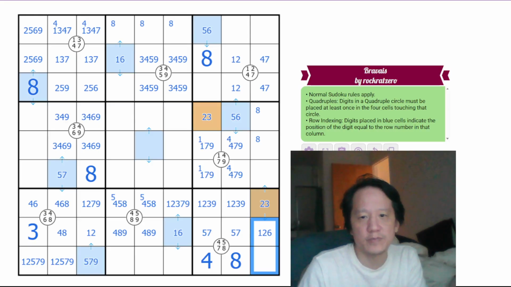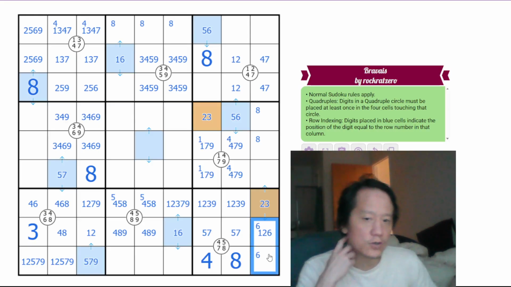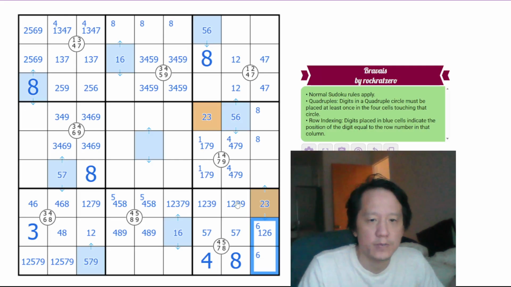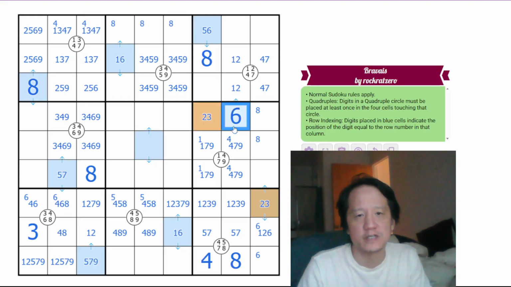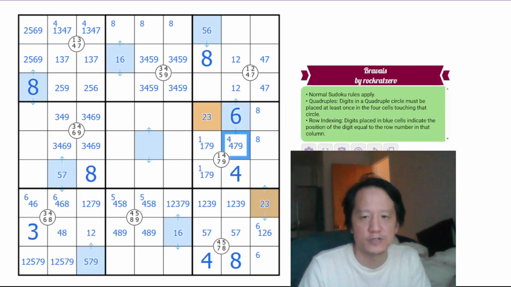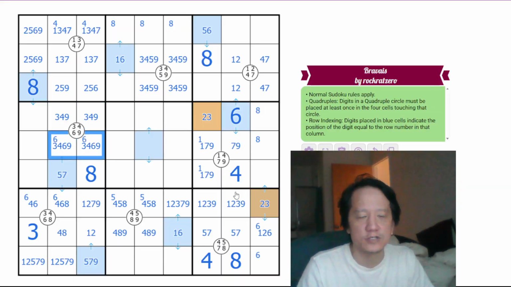So 6 must be one of these two digits here. Guaranteed. Because 6 cannot be here because one of these is a 6. And 6 can't be around the quadruple circle. So this is a 6, which means this can't be 6. 6 can't be here. This can't be a 6 because it must be that digit. Therefore, this is a 6. And that's saying 4 is in the 6th position in the column. So this is 4. This can't be 4 here. This can't be a 6, which means 6 has to be one of these two digits.